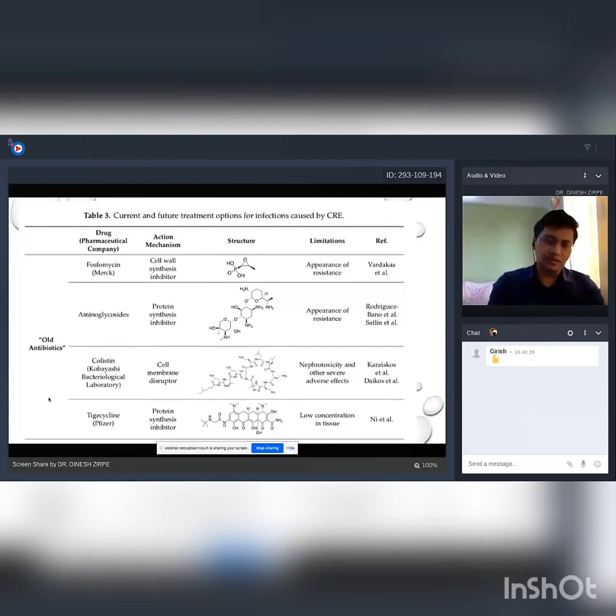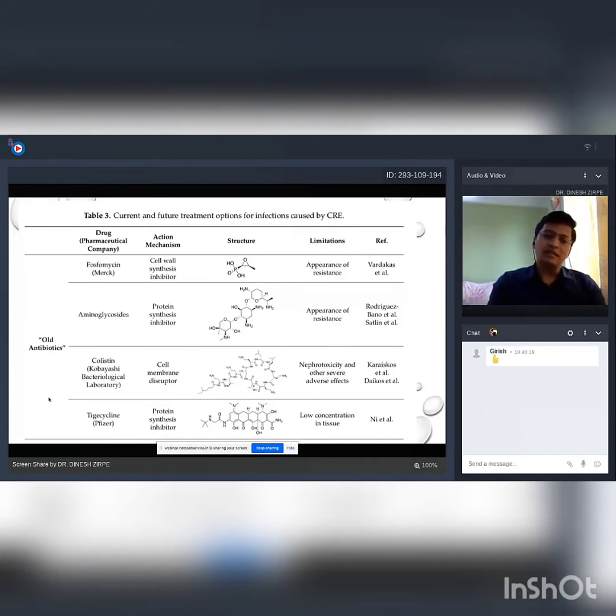Commonly, as I told, one is fosfomycin. The limitation is resistance. Aminoglycosides, again, there is resistance nowadays. Colistin, luckily, resistance is not so common, but that is also an upcoming thing. But the issue with colistin is obviously nephrotoxicity. So you can use polymyxin B instead of colistin, but the issue is that it is not good for urinary organisms. So if you're targeting urinary CRE, you'll have to go ahead with colistin.